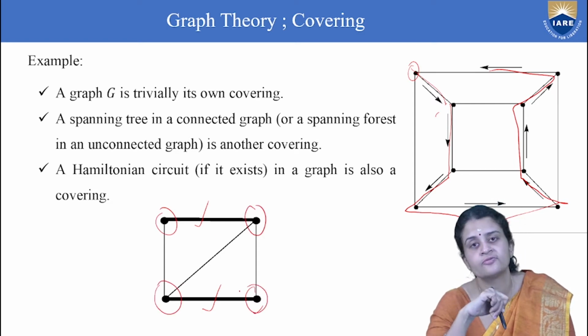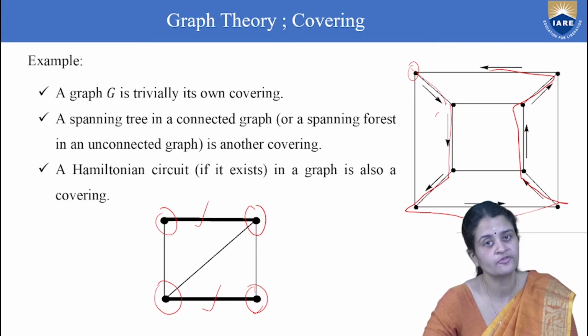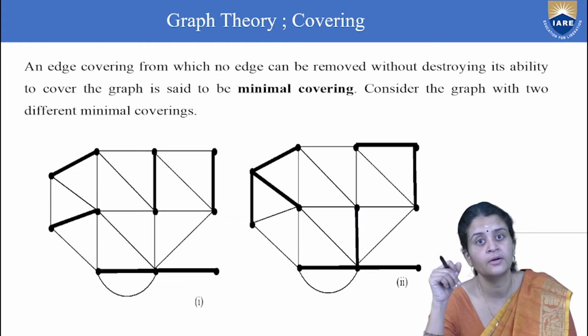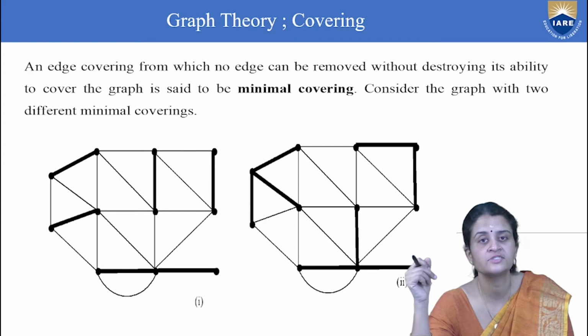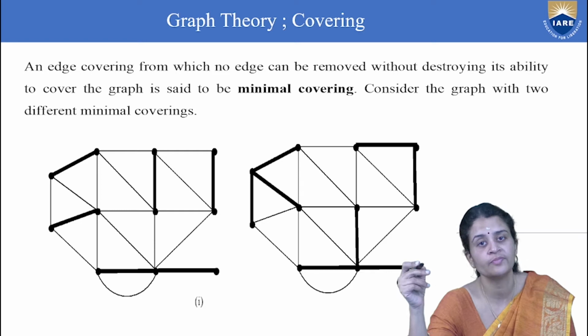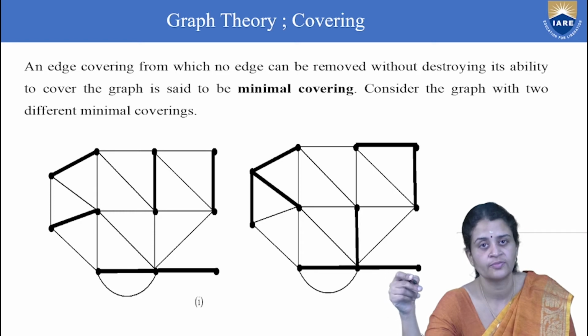The four endpoints, four vertices are also covered. So it is also a covering. Now we'll see different types of covering. An edge covering, we have seen this, maximal subgraphs and all. At the same time, here we are going to see minimal covering: the minimum number of edges or minimum number of vertices that are required to cover the graph. Those terminologies we are going to discuss here.